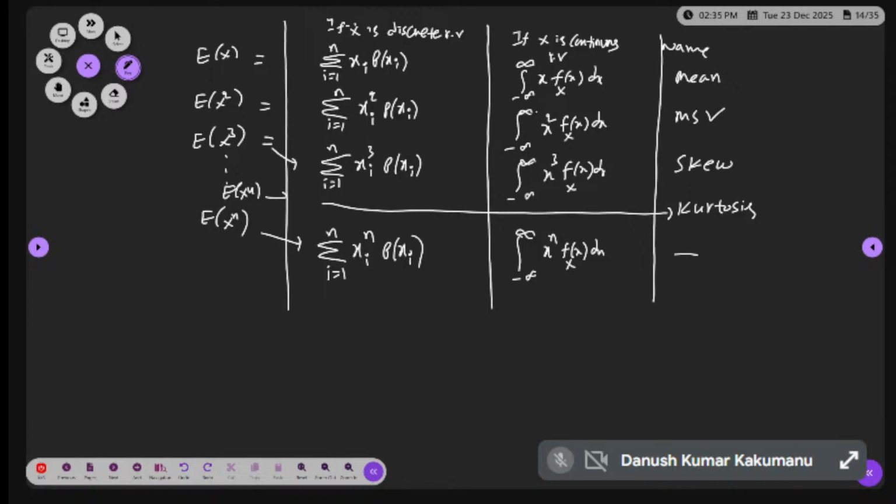Yes. What is another name of the expectation? It is called moment. You can remember it easily, and this concept, this knowledge, is useful in your MTech subjects also. Expectation concepts.